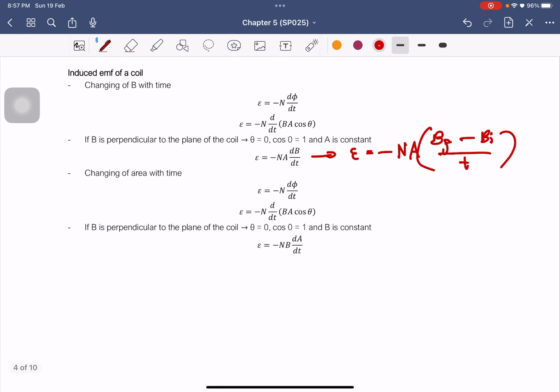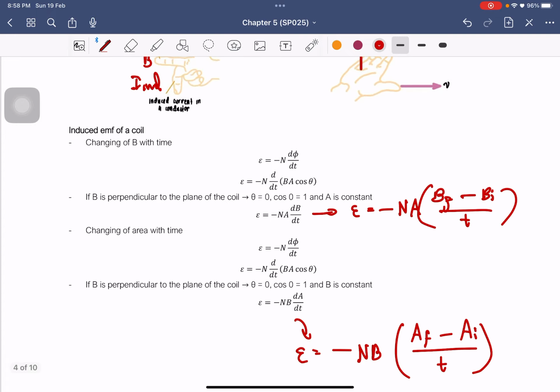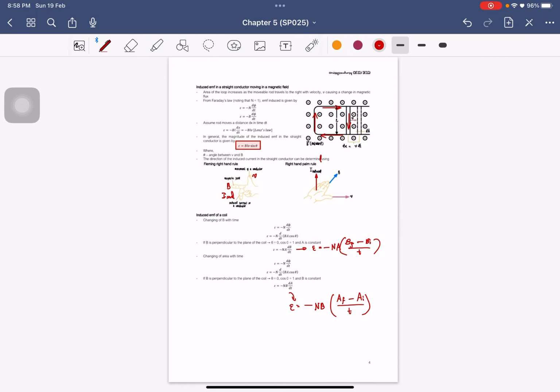Then for when there is a change in the area with time, just do the same thing but let B be constant. So this will be area final minus area initial divided by the time. Okay, so those are the two equations that you can use for induced EMF of a coil.